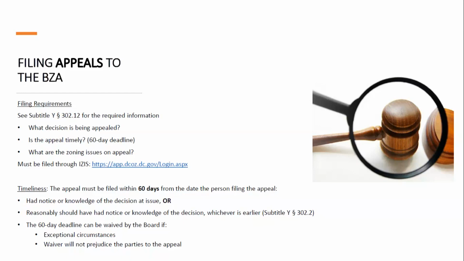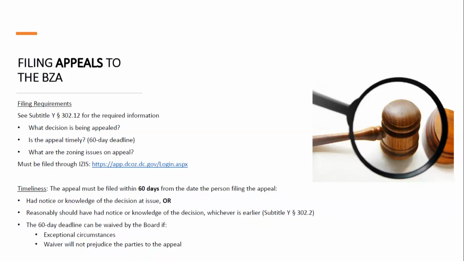In regards to timeliness, per the zoning regulations in Subtitle Y 302, the appeal must be filed within 60 days from the date the person or ANC filing the appeal either had notice or knowledge of the decision at issue, or reasonably should have had notice or knowledge of the decision, whichever is earlier.